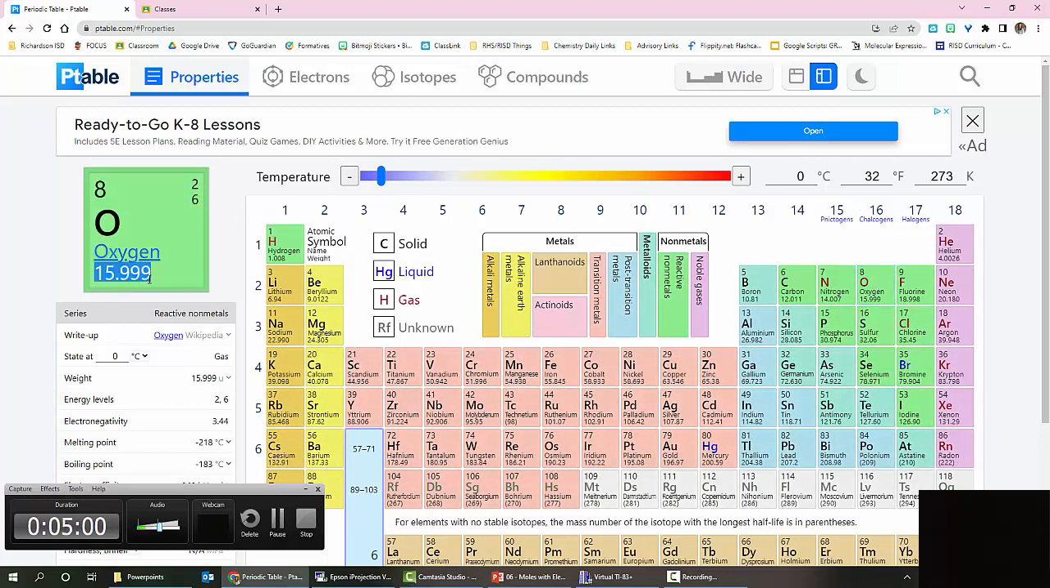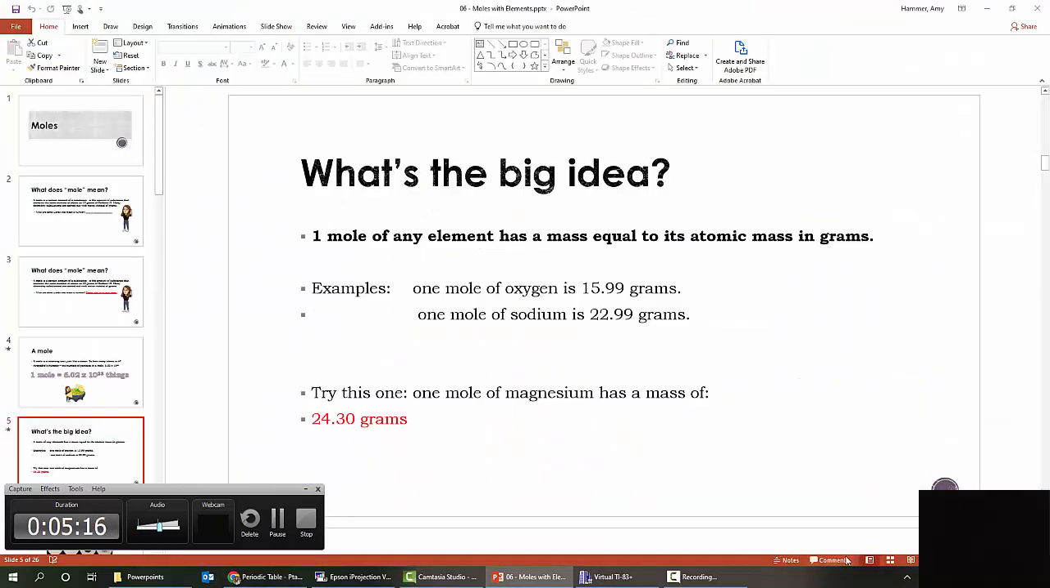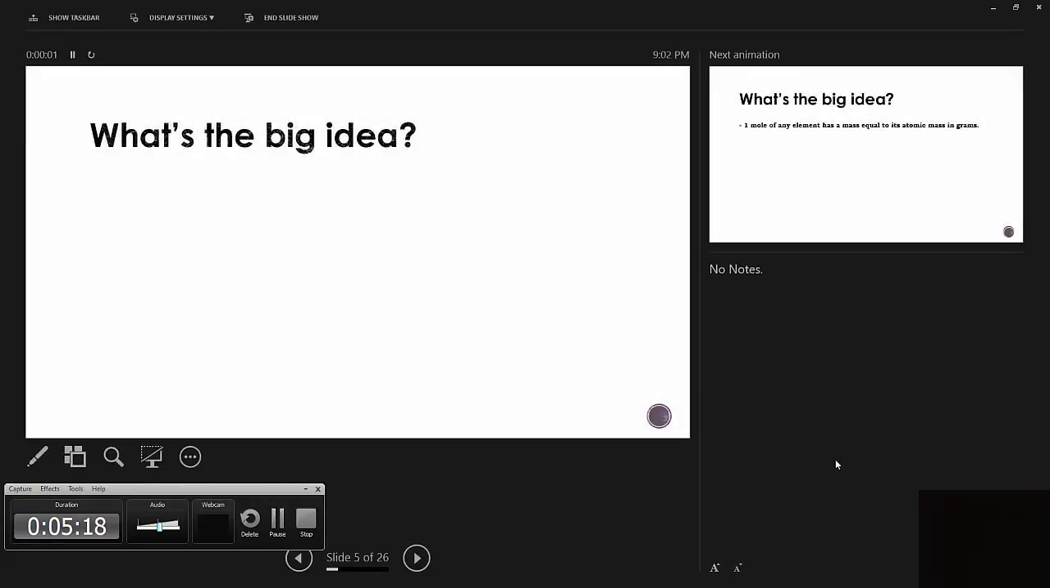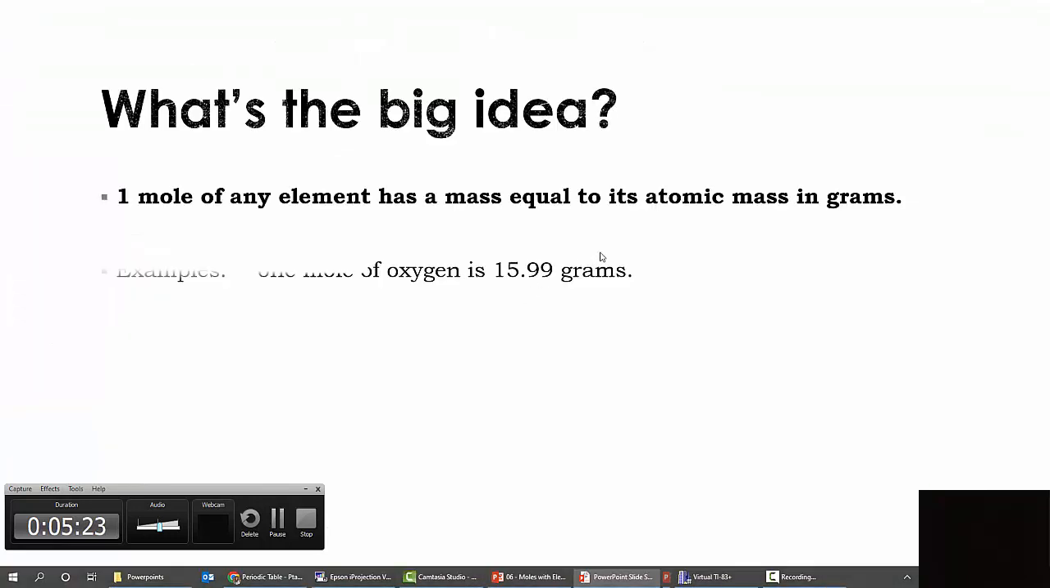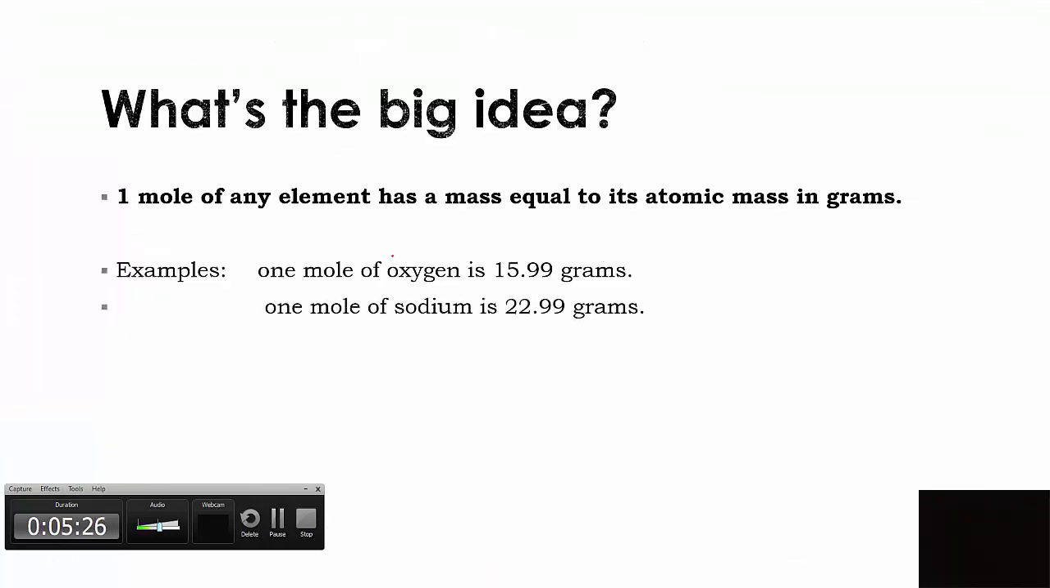And so that's what we're talking about. That number there is the average atomic mass. We learned how to calculate that. It also is the number of grams in 1 mole of that substance. Back here, we've got 1 mole of oxygen, so that's 6.02 times 10 to the 23rd atoms of oxygen. It's going to be 15.999 grams because that was its number on the periodic table.